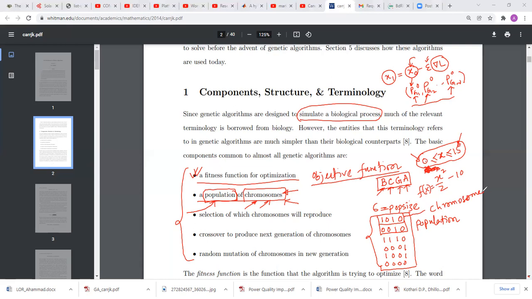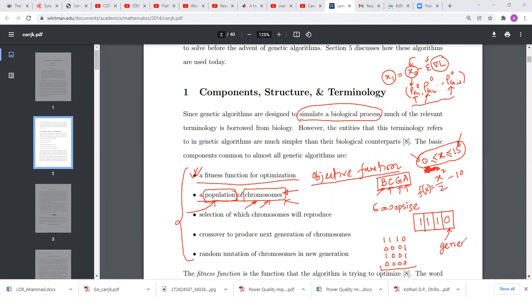Okay. Now next, inside the chromosome, let's go a little bit further. Let's take any one chromosome because we need to look further. Let's take this chromosome 1110. This is one chromosome. How many bits? 4 bits. Each bit location is known as the gene.